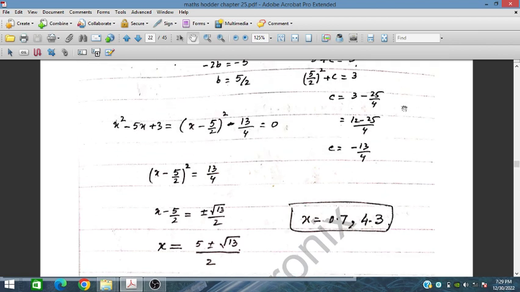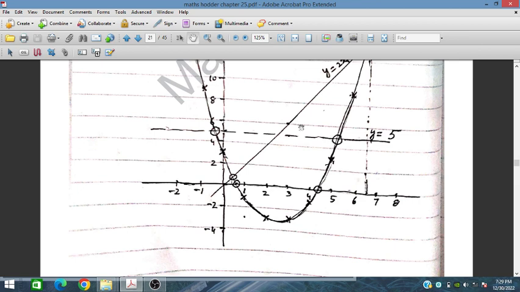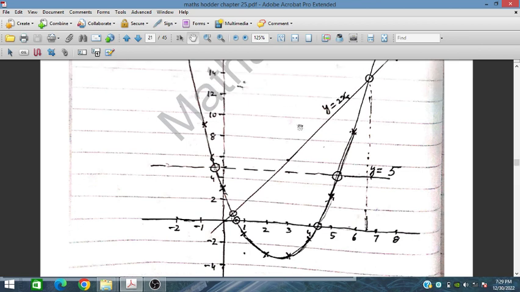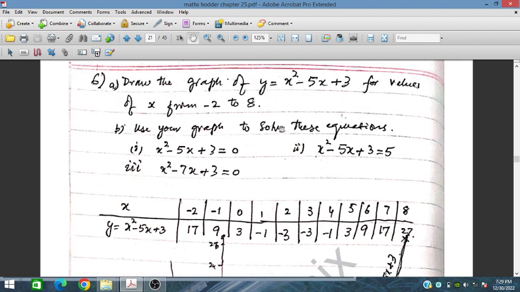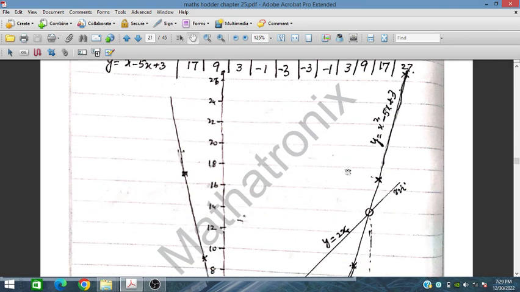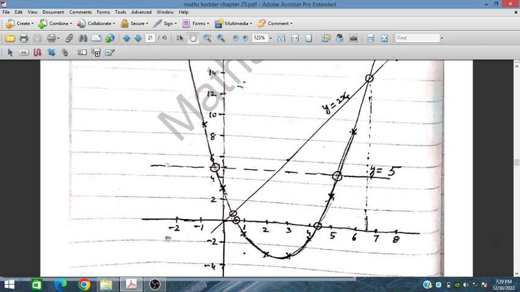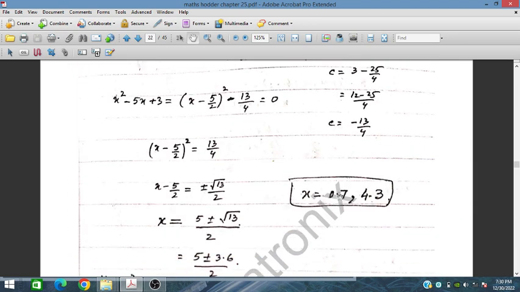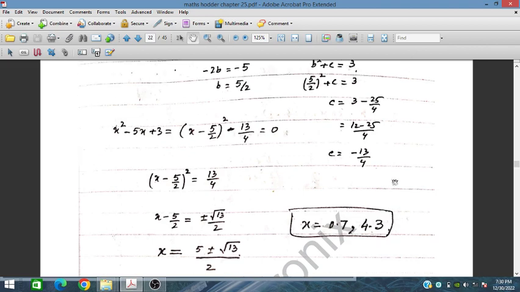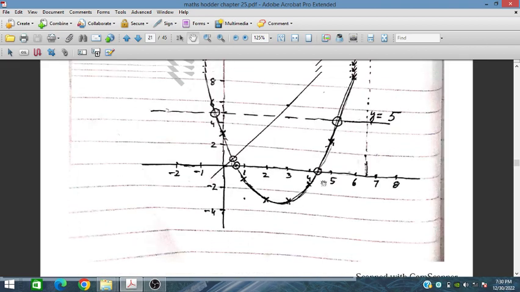So from this first part, 3 is on the y-axis, and the curve is crossing the x-axis. These are the two solutions, one slightly greater than 4 and the other less than 1. These two values, 0.7 and 4.3, are obtained in this graph. So the first part has been solved.